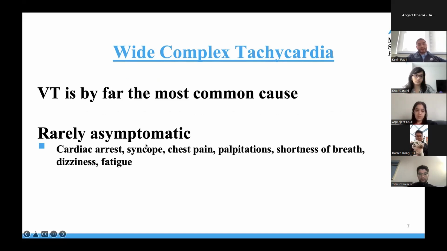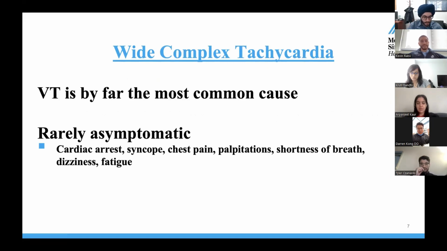So ventricular tachycardia is by far the most commonly encountered wide complex tachycardia, especially in patients with structural heart disease. This includes a history of MI or CHF. The likelihood of a wide complex tachycardia being VT is greater than 90% when the patient has a history of MI or any other structural heart disease. Which is pretty shocking. It's basically a giveaway to the diagnosis 9 times out of 10.